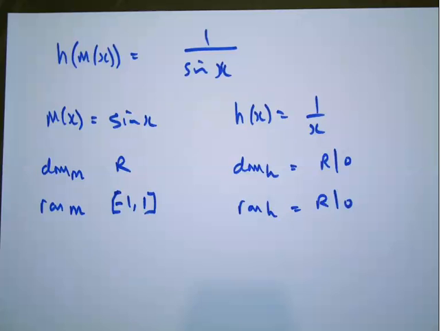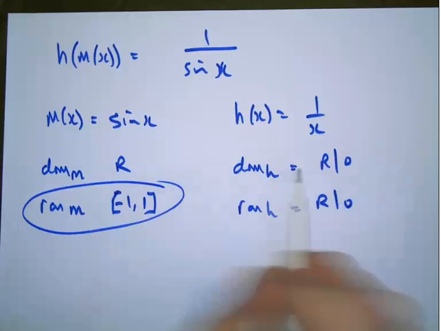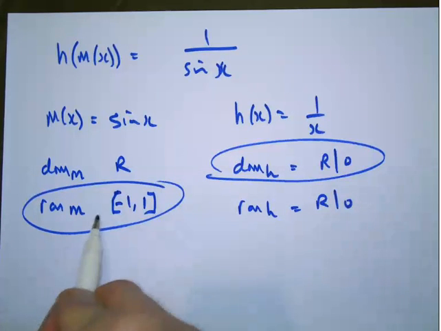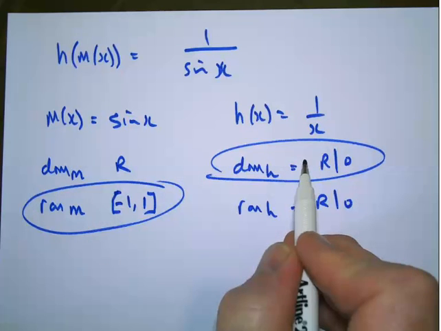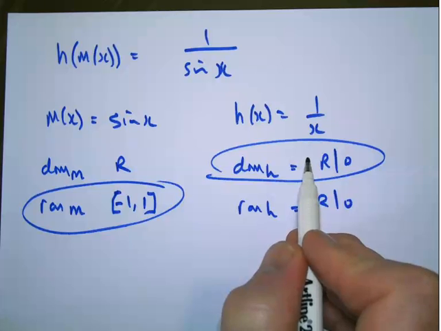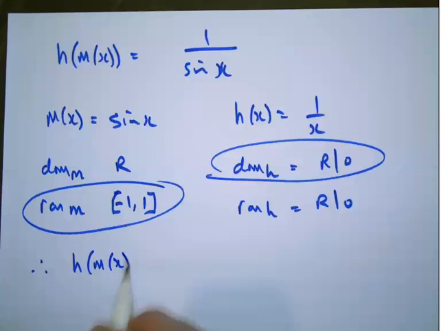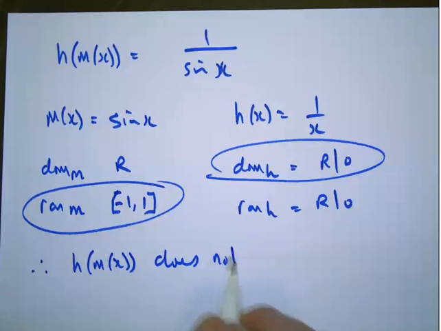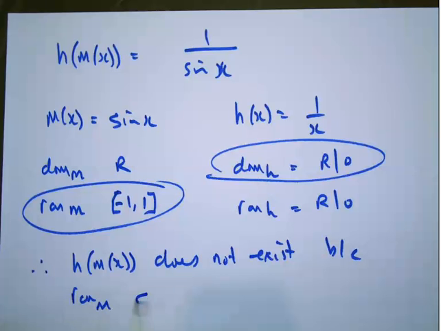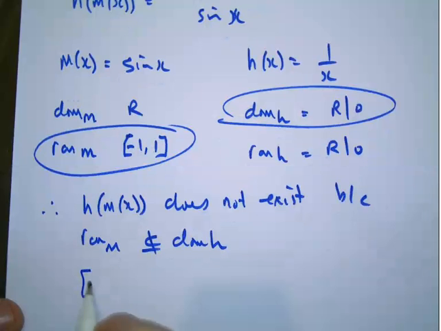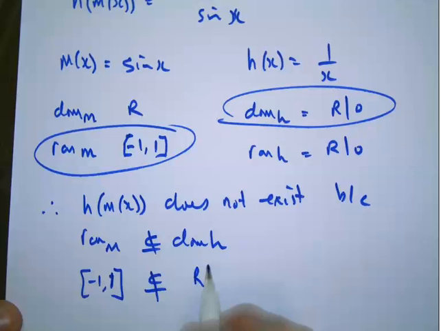I have a problem. My problem is that this does not fit into that because this range contains some zeros and the zeros are excluded from the domain of h. Therefore, h of m of x does not exist because the range of m is not a subset or equal to the domain of h, because -1 to 1 does not fit inside of all real numbers except for 0.